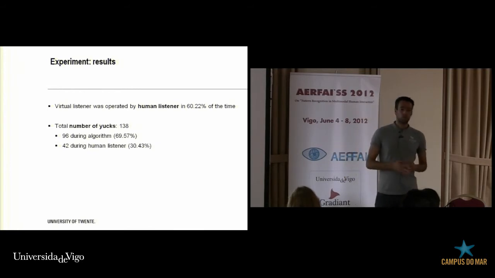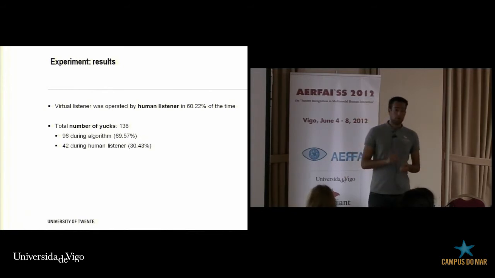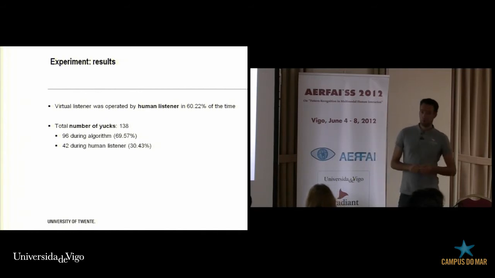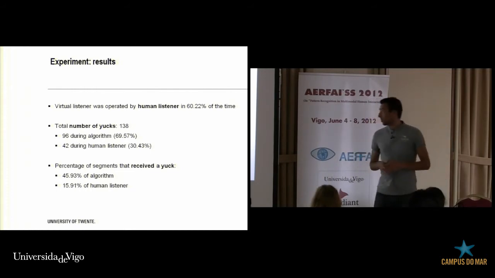So 42 times when an actual human was pressing the buttons, the speaker would say that it was not human. That's quite surprising. And also, if you look at the percentage of segments, you see that 45% of the segments of the algorithm received the yuck, and only 16% of the human listeners. So there's a big difference, but still there are a lot of moments where the human listener is also perceived as non-human.